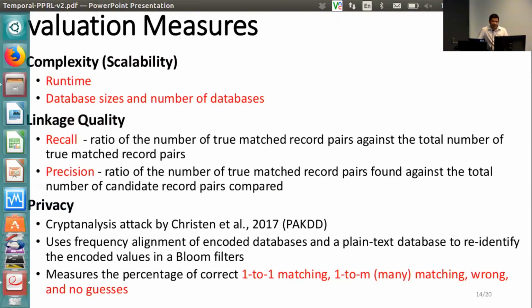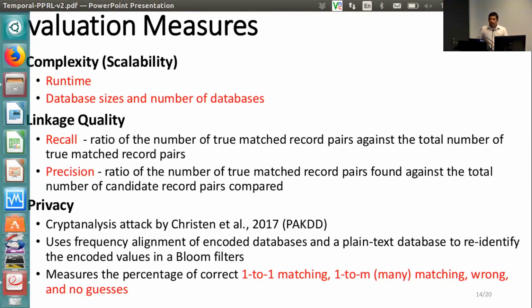2017. And it's generally a frequency attack where you have an encoded Bloom filter database and you have a known plain text database, and you try to align the frequencies between them and try to re-identify which of these frequent values in this plain text are encoded in these encoded Bloom filters.